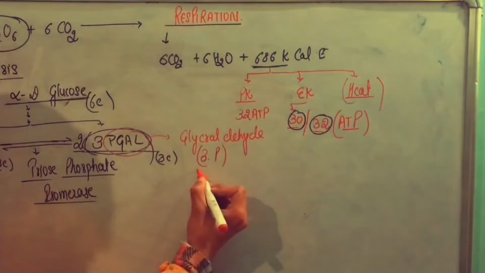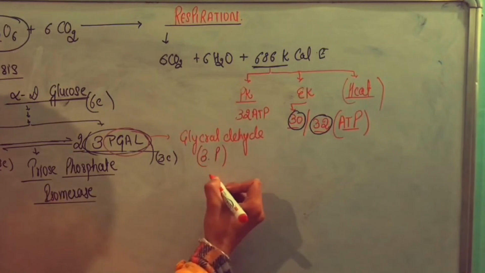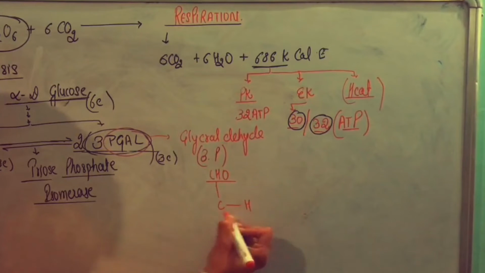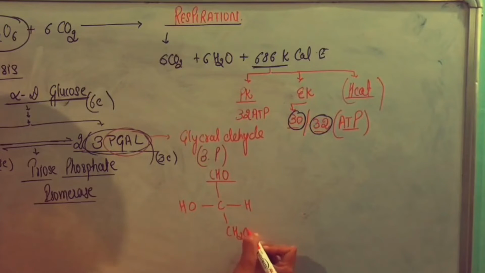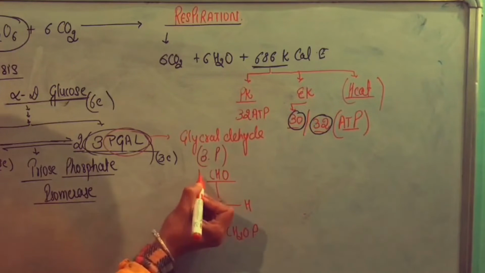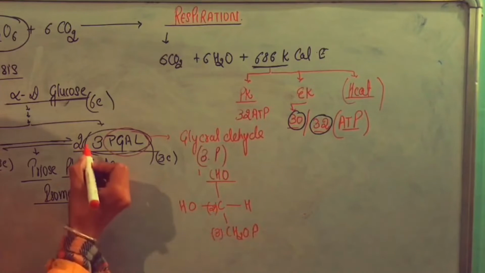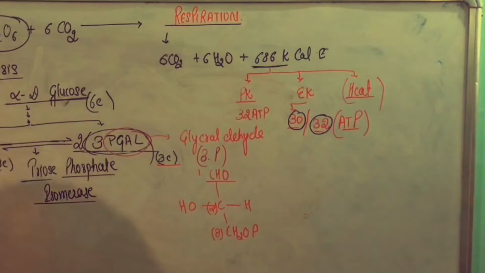Structural representation is CHO, CHOH, CH2OP. This is first carbon, second and third carbon. The phosphate group is attached on the third carbon, forming glyceraldehyde 3-phosphate.